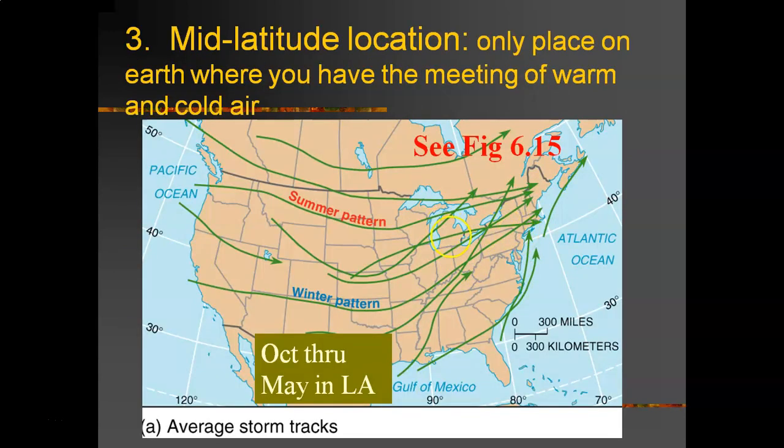And so the third thing that I do want to say is that you only find wave cyclones in middle latitude locations, because it is the only place on Earth where you have the meeting of warm and cold air. So these are also very common in Europe. And in summertime, Canada isn't really that cold. So usually southern Canada and the northern United States get wave cyclones all year long, all right? And so they wind up with highly variable weather all year long.